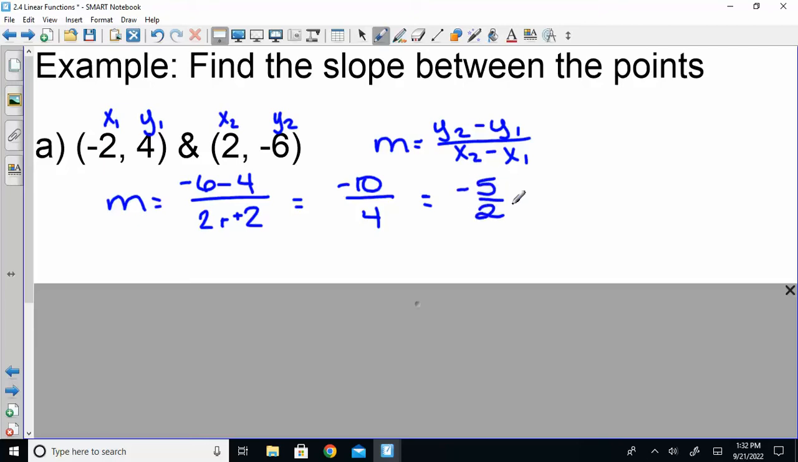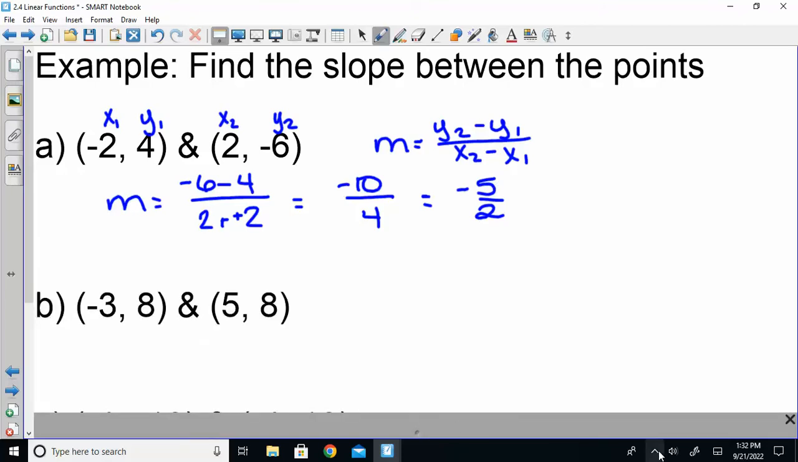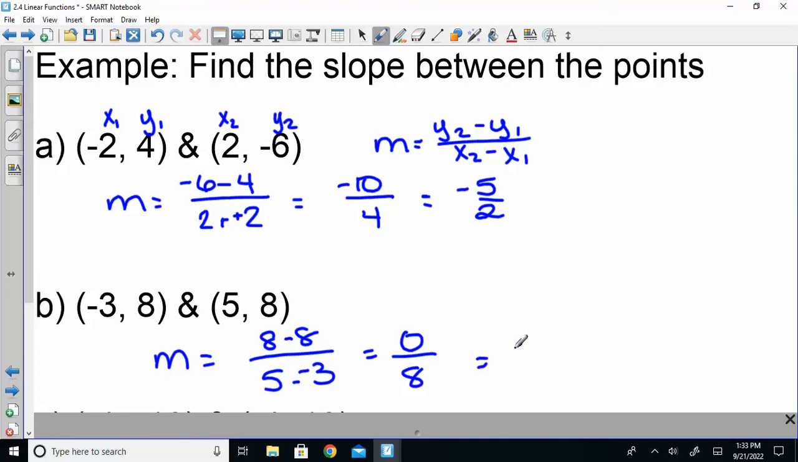Could you say negative 2.5? Yeah, absolutely. For graphing purposes, it's a lot easier to do the slope as a fraction, so we typically leave it in fraction form, but a decimal is fine as well. Why don't you guys do B? 8 minus 8 over 5 minus negative 3 is 0 over 8, which is just 0.